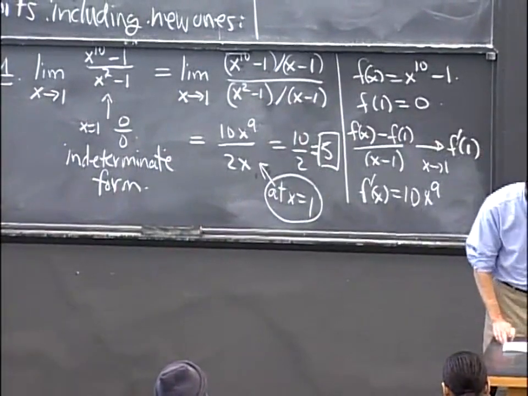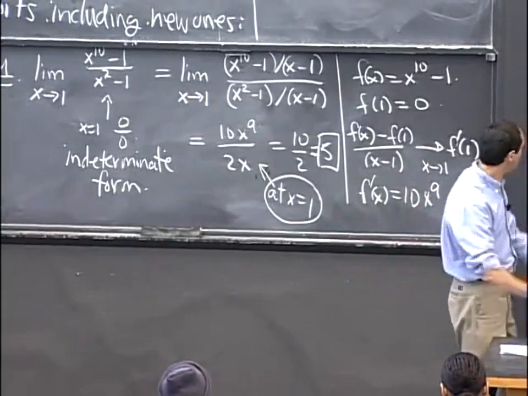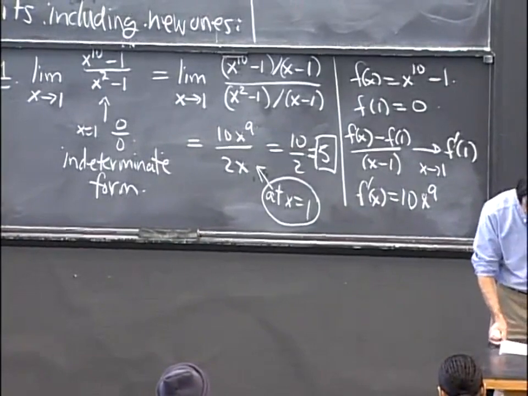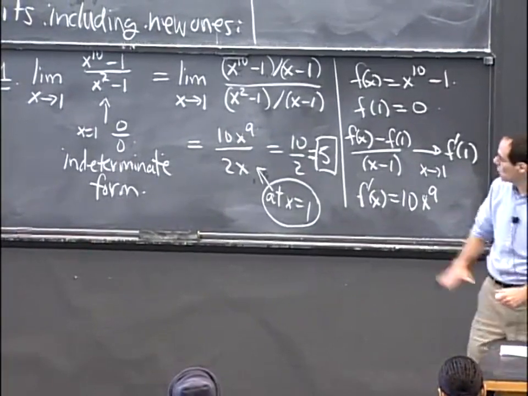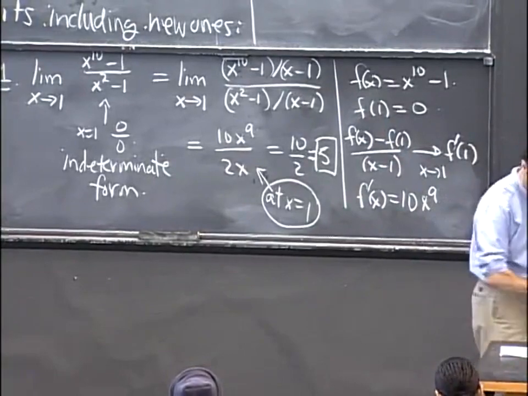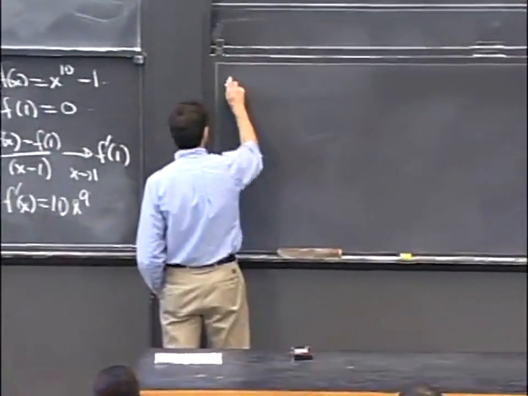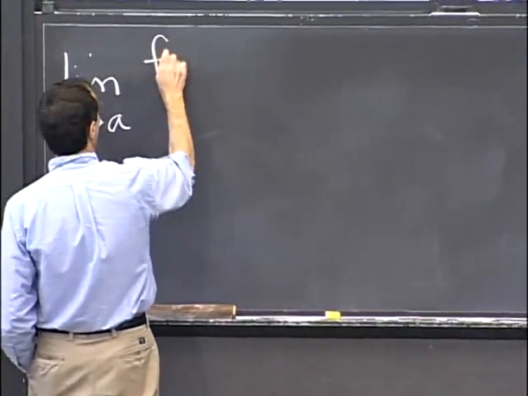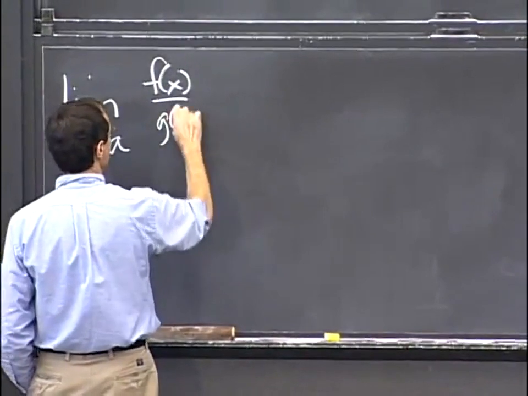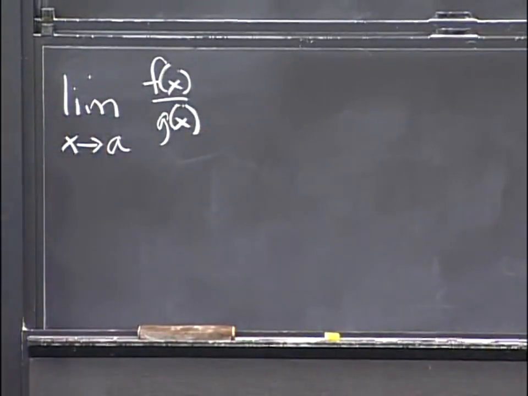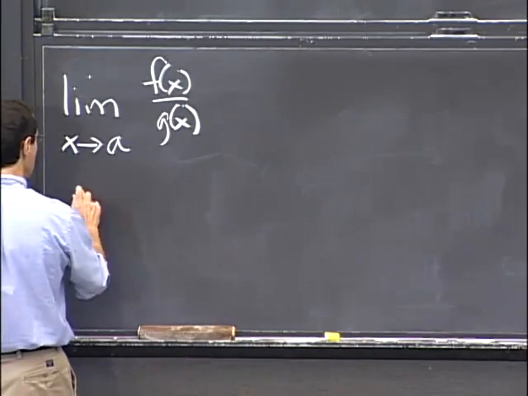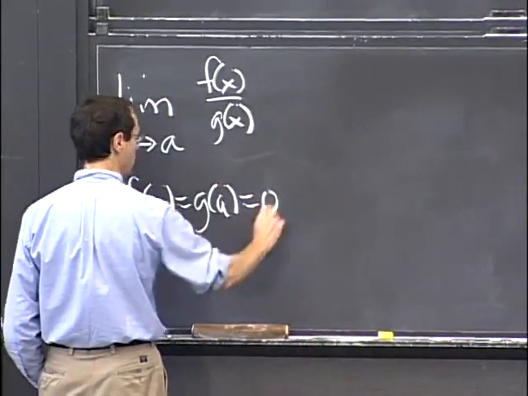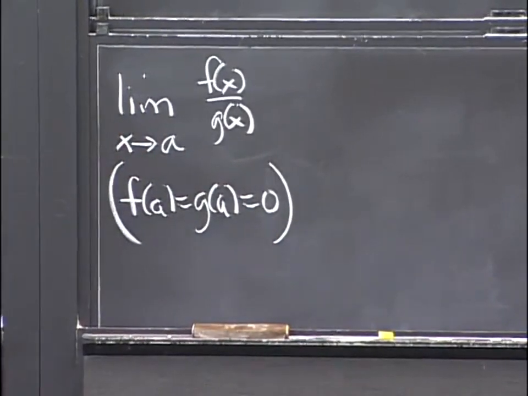What I want to do now is just carry this method out systematically, and that's going to give us the approach to what's known as L'Hopital's rule, my main subject for today. So here's the idea. Suppose we're considering in general a limit as x goes to some number a of f of x divided by g of x. And suppose it's the bad case where we can't decide. So it's indeterminate. f of a is equal to g of a is equal to 0. So it would be 0 over 0.